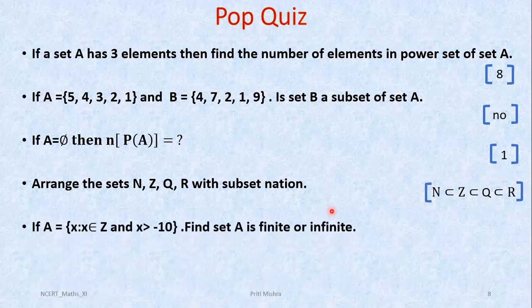Now, next question: if A = {x such that x belongs to Z and x is greater than -10}, find whether set A is finite or infinite. This is an important kind of question. Find it out. The answer is infinite, because it contains x greater than -10, so it will go up to infinity. So it is an infinite set.